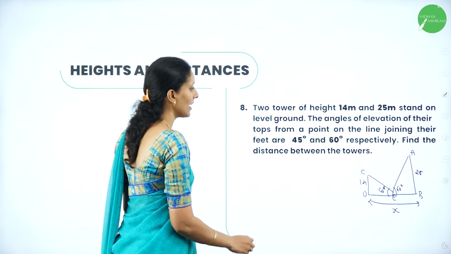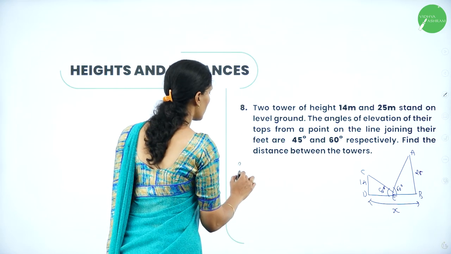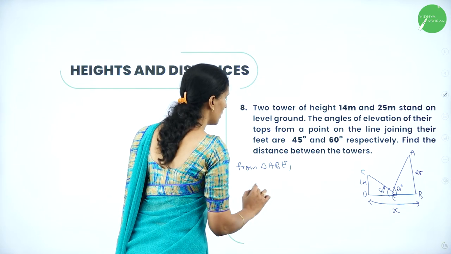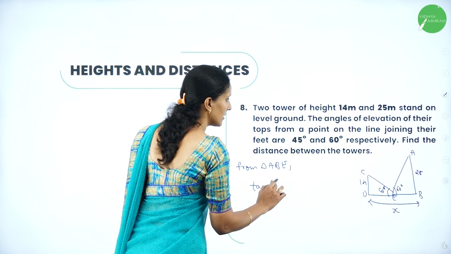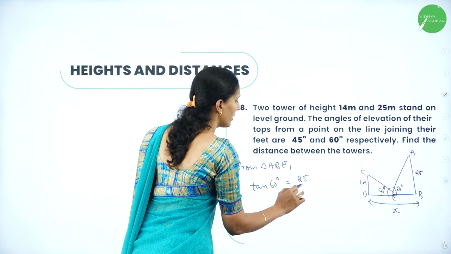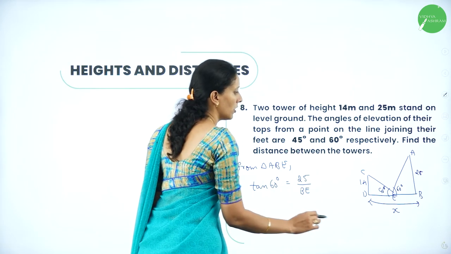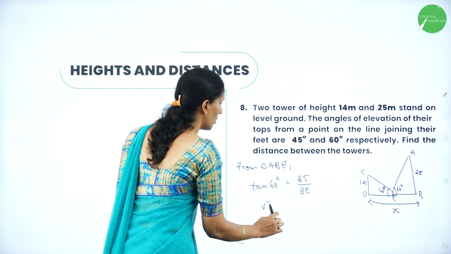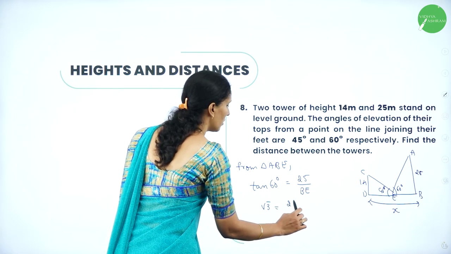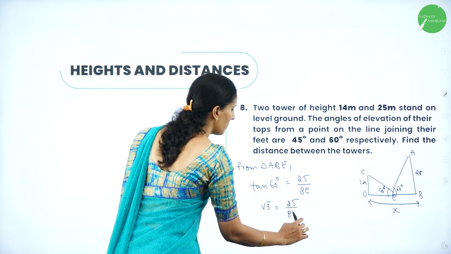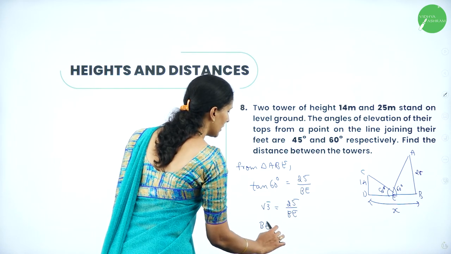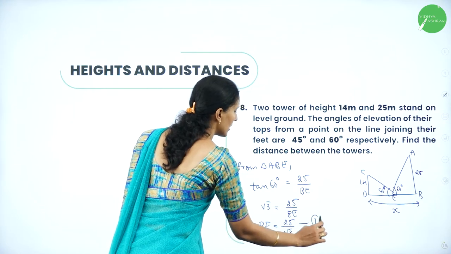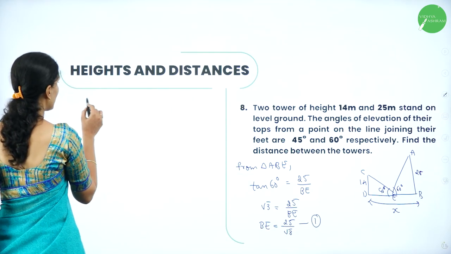Now apply tan 60. So from triangle ABE, tan 60 degree is equal to 25 divided by BE. So this is the length. So tan 60 is root 3, which is equal to 25 by BE. I need BE actually, so I'll take BE is equal to 25 by root 3. Let me take this as equation 1.